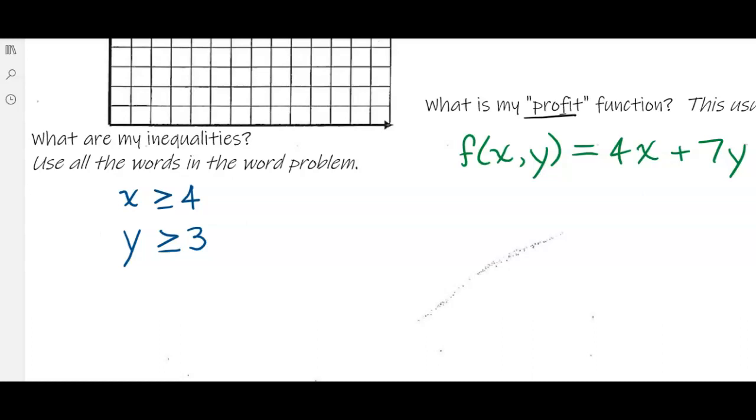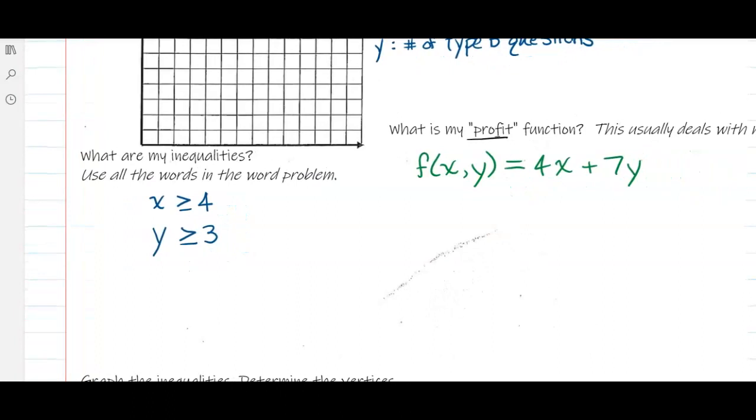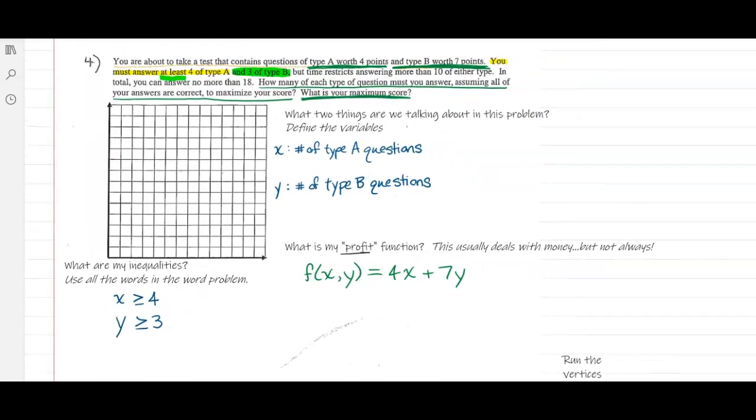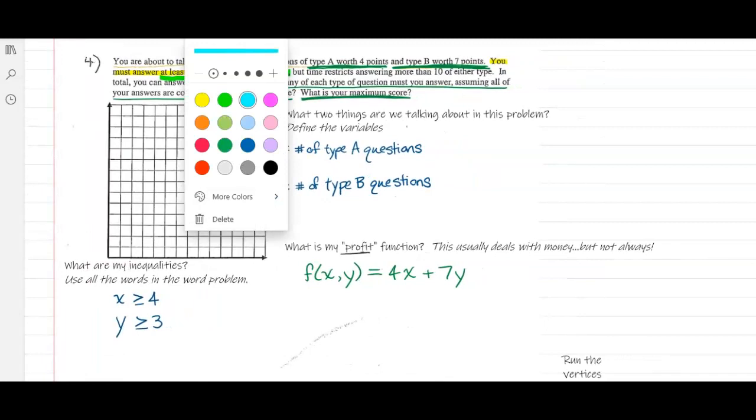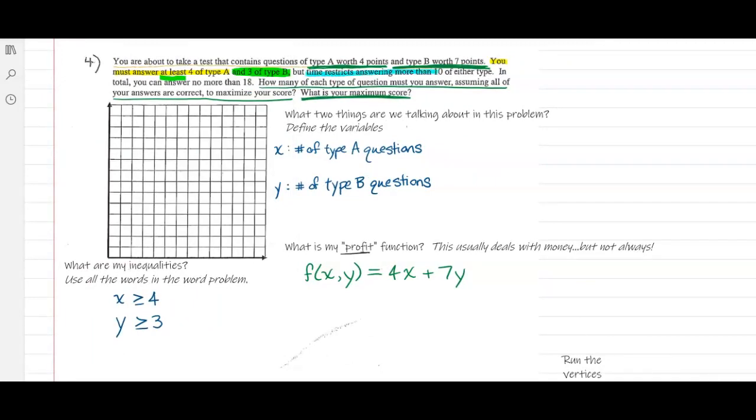And you say, okay, give me another clue. And I'd say, the amount of money is more than 0. Would that help you figure it out? No, because you already knew that. You knew it was more than 4. So saying that it's more than 0 is unnecessary. If I did not have these constraints, I would want to include that x is positive. X is greater than or equal to 0. So that's a little side note of why we don't have to include them here. Okay, going back to the problem, time restricts answering more than 10 of either type.